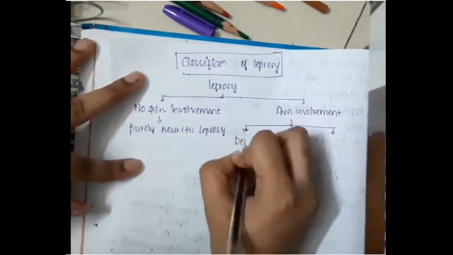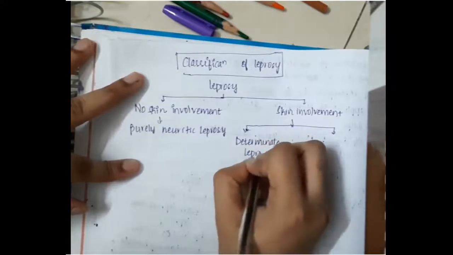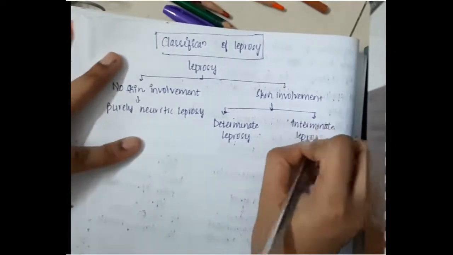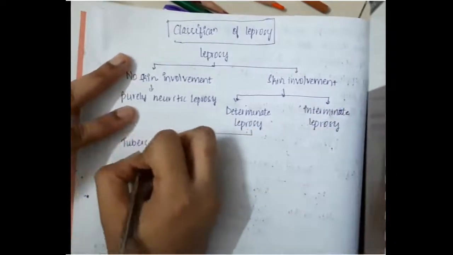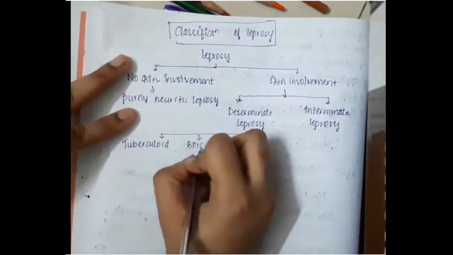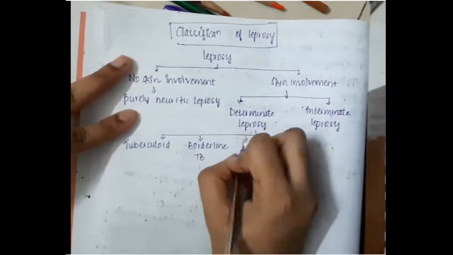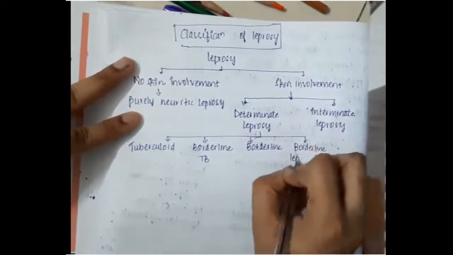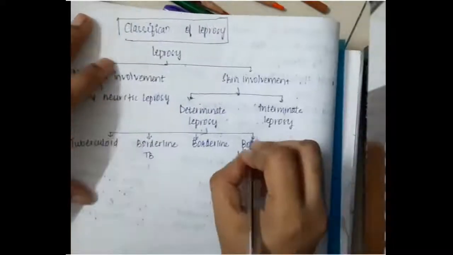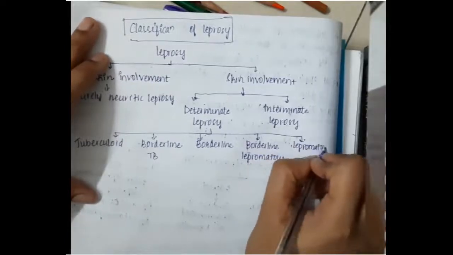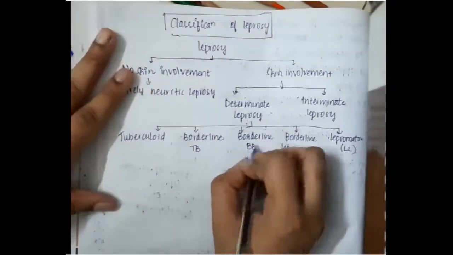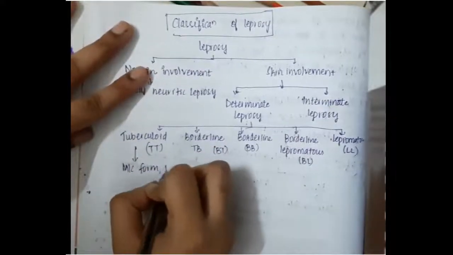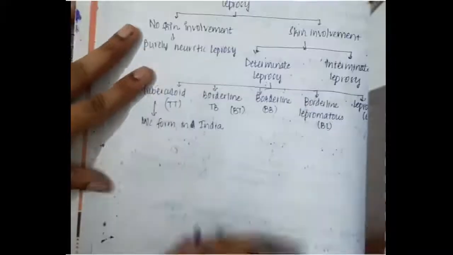If there is skin involvement, it is determinate leprosy, or it can also be called indeterminate or intermediate leprosy. In determinate leprosy, we have tuberculoid, borderline tuberculoid, borderline lepromatous, and also lepromatous leprosy. The tuberculoid type of leprosy is the most common form in India.